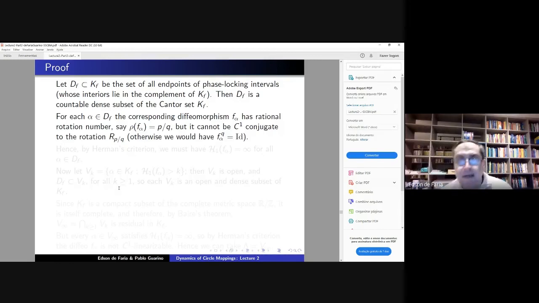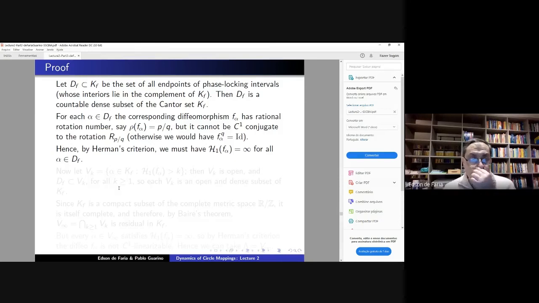So you cannot have that. So these maps are not C1 conjugate to the rotation. So therefore, by Herman's criterion, the Herman invariant calculated at these maps has to be infinite. Okay, so there is this countable set of points, dense in the Cantor set K sub F. And at each one of these points, the Herman invariant is infinite, okay?